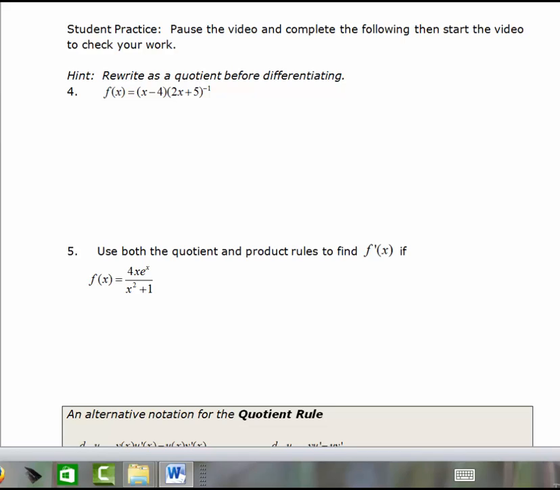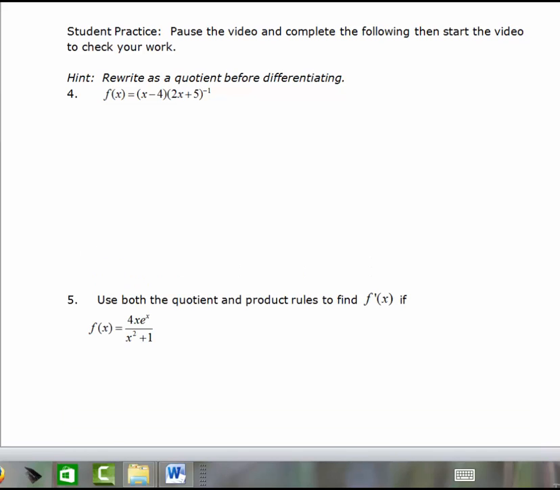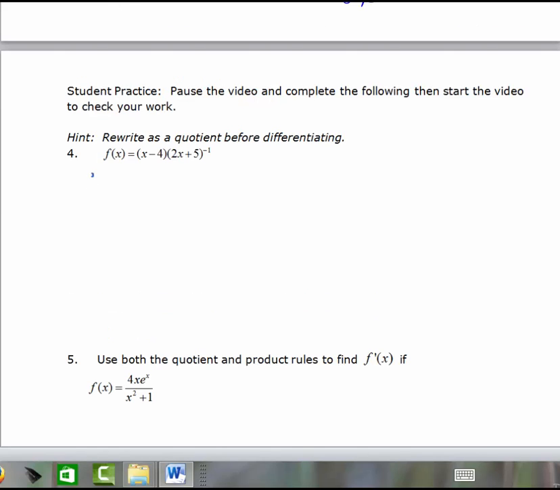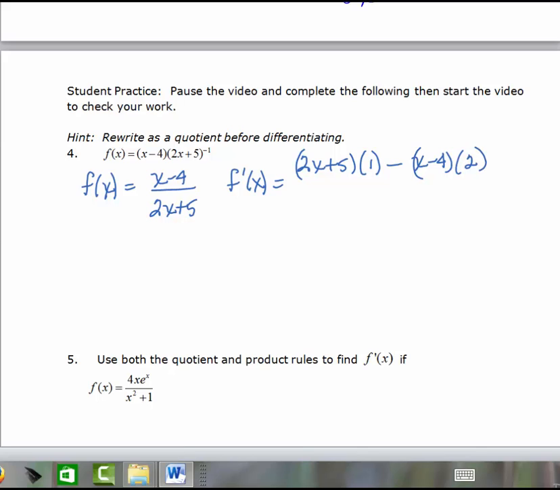I'd like you to pause the video, really try it on your own, and then start the video again to check your work. Alright, for number 4, I'm going to first rewrite this as a quotient. So I've got x minus 4 over 2x plus 5. So f prime of x is going to equal the bottom times the derivative of the top, minus the top times the derivative of the bottom, all over the bottom squared.